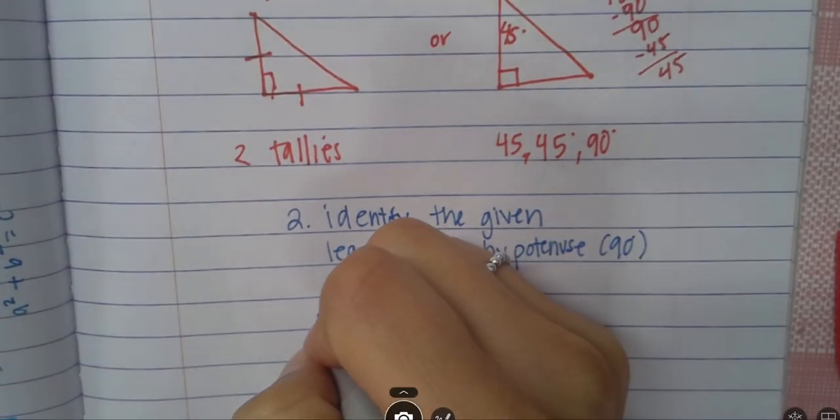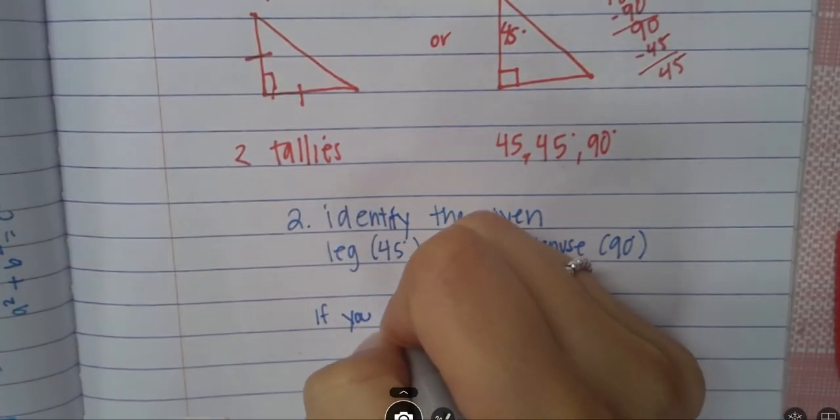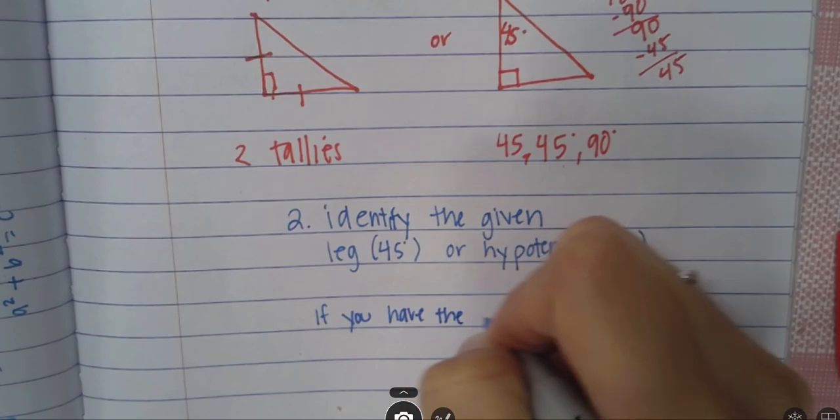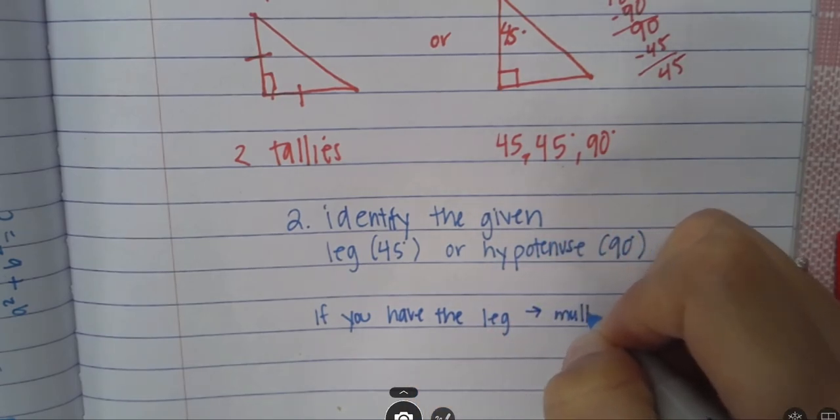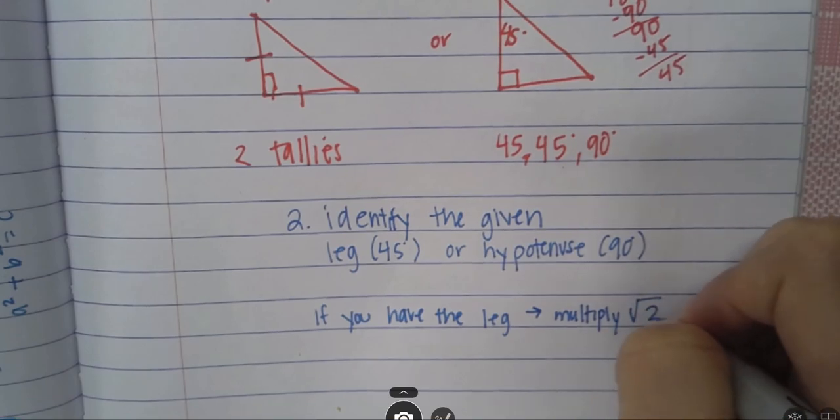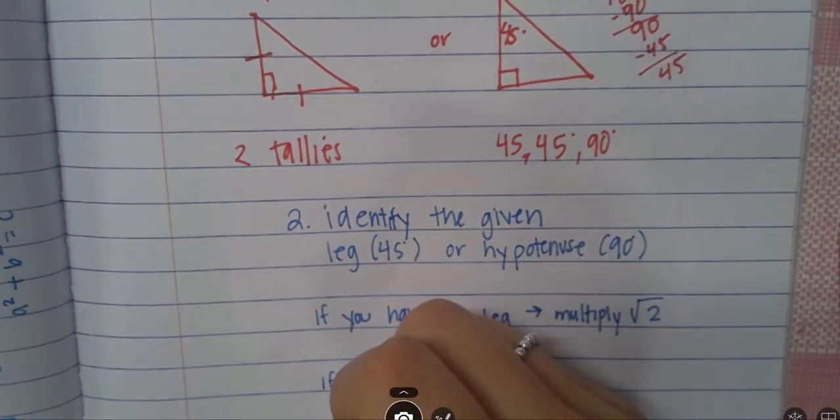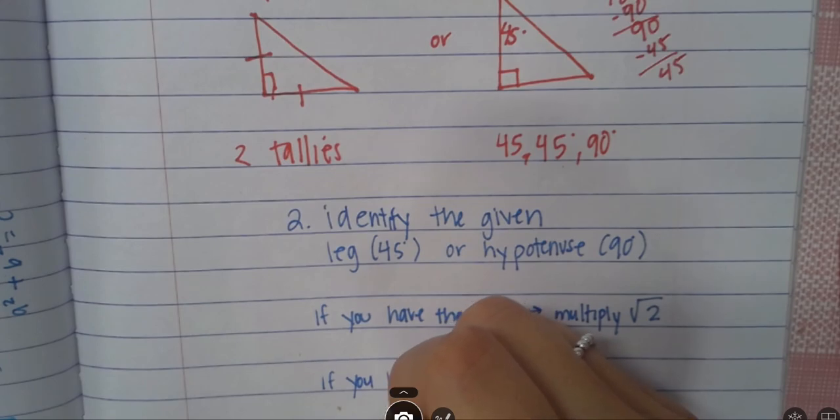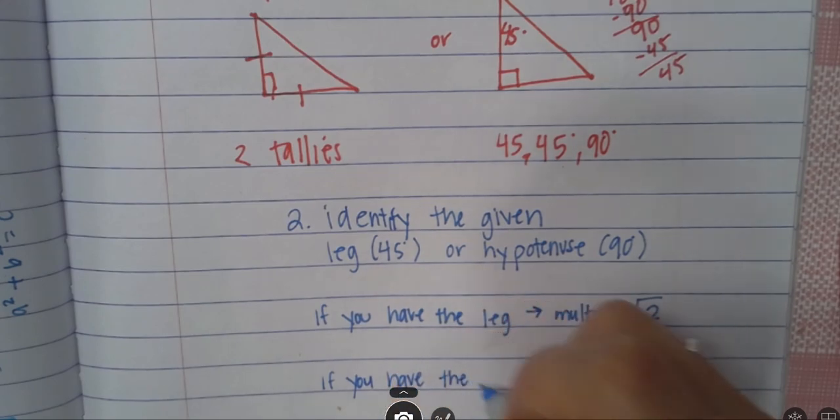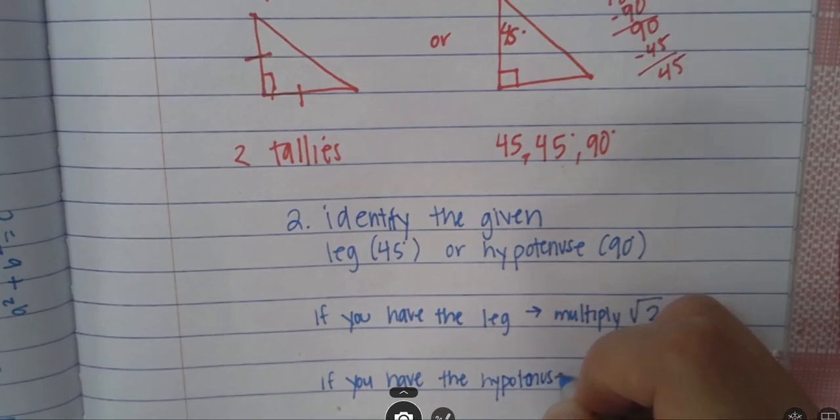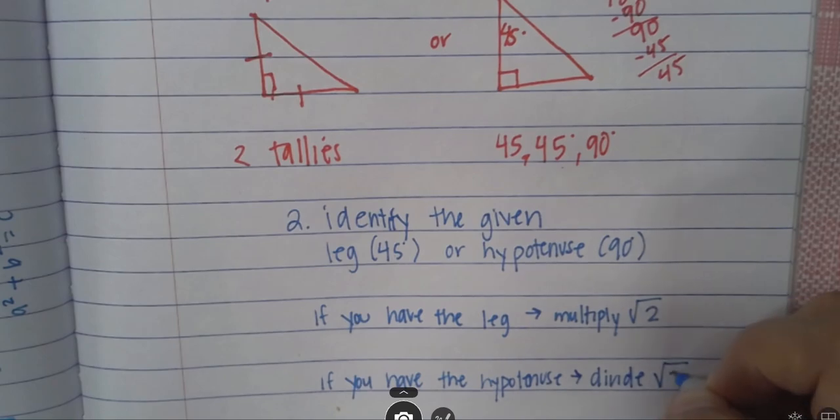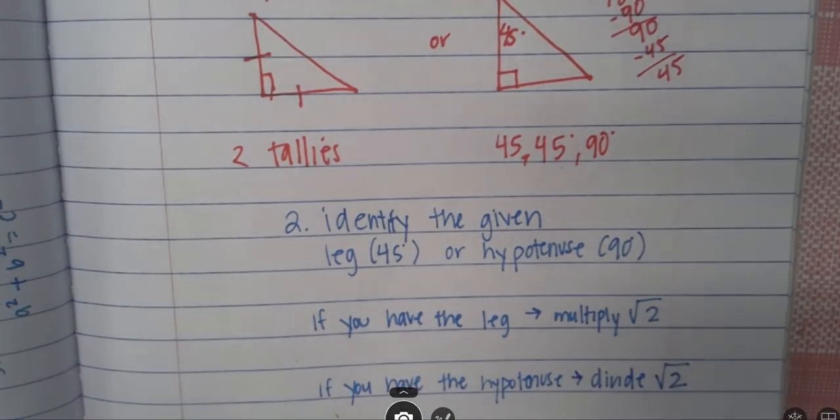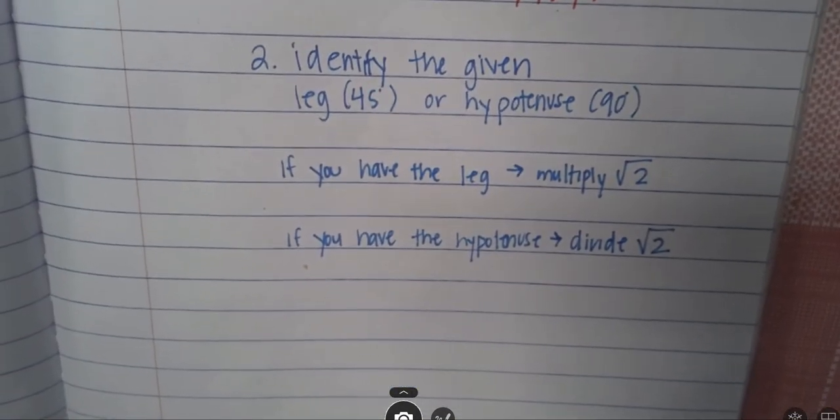So if you have the leg, then all you have to do is multiply by the square root of 2. If you have the hypotenuse, then you divide by the square root of 2, and that's it. Now, yes, you should simplify it, but other than that, that's all you do. And depending on who you ask, if you divide by the square root of 2, it's more of an accurate answer.